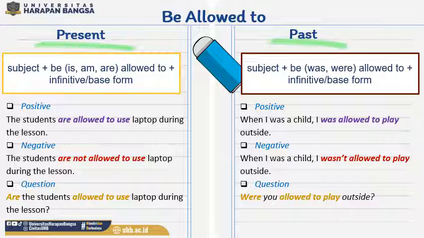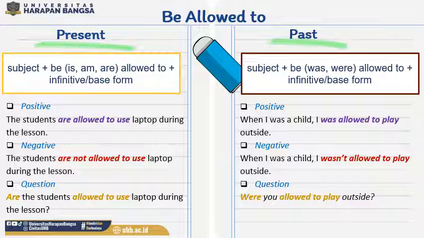Be allowed to can be used both in present and past context. Jadi be allowed to bisa dipakai pada bentuk present maupun past, ya, masa sekarang maupun masa lampau. Kita lihat patternnya untuk yang present dulu. Untuk bentuk present kita punya subject diikuti be allowed to dan infinitive atau base form.